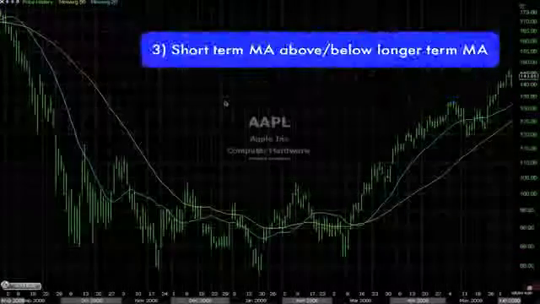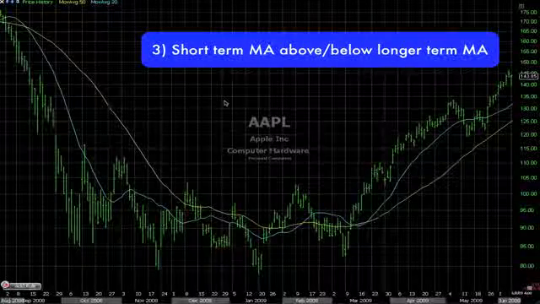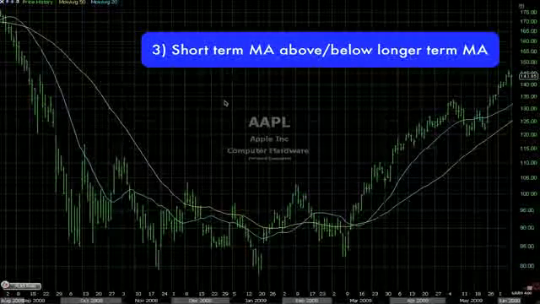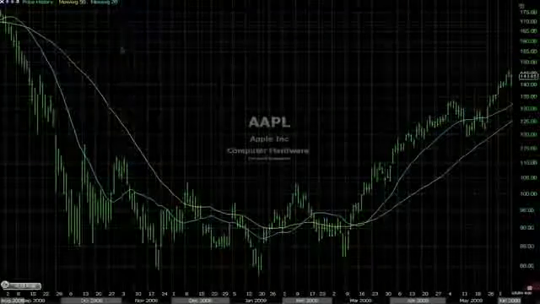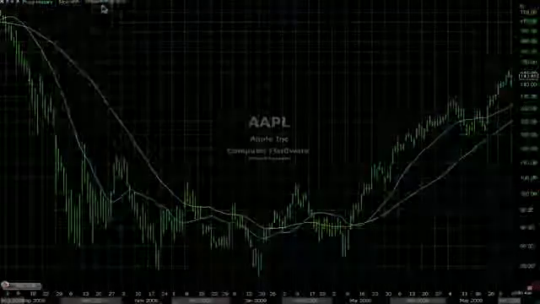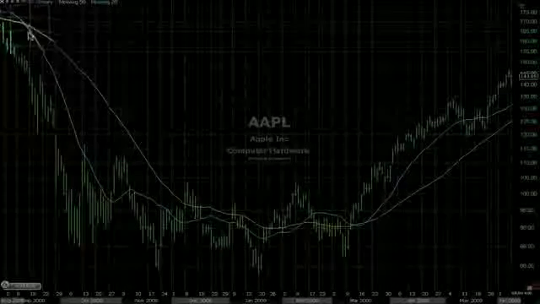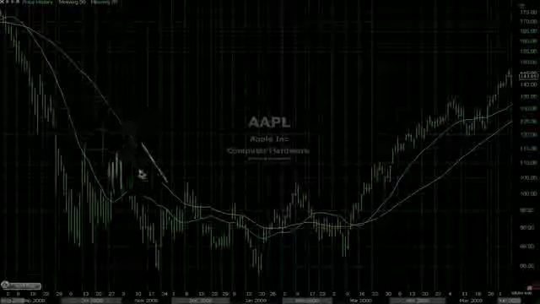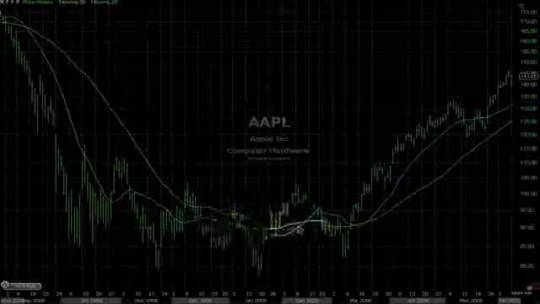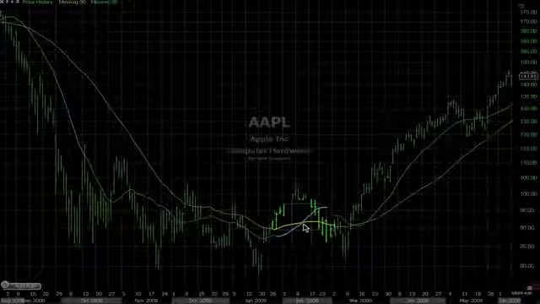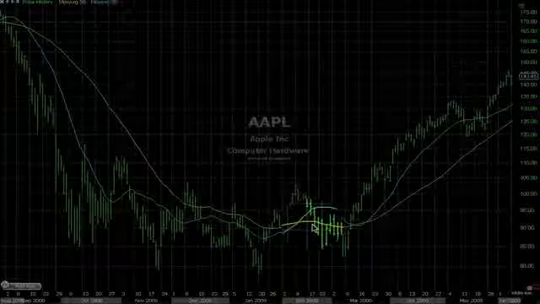You can use two MAs to help you determine the trend, a short and a long. You say, for example, that when the short one, in this case a 20 moving average, is underneath the long one, which is a 50, the trend is down. So in this case, the trend is down all the way until this point. Then you can consider the trend to be up.